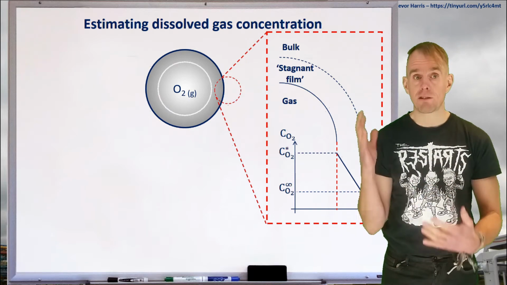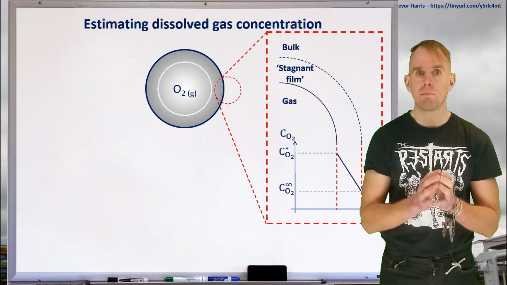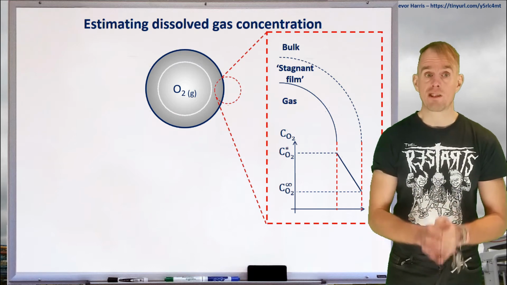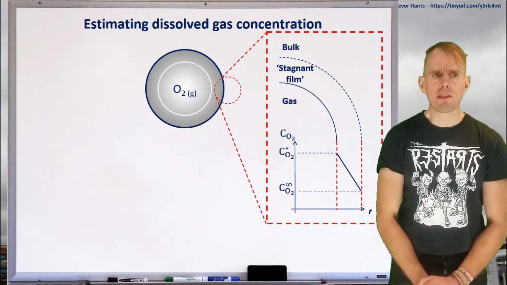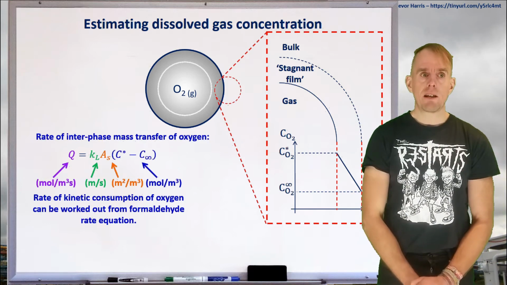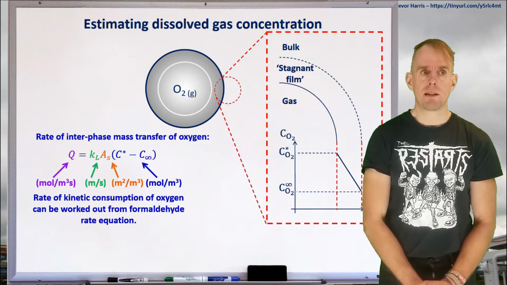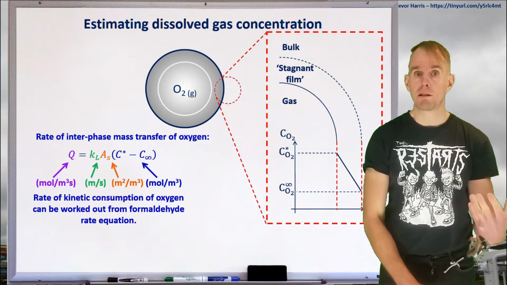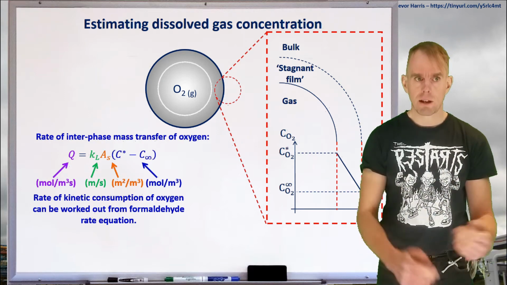So we need to be able to estimate these parameters to get a quantitative measure of what our mass transfer rate actually is. So let's think about how we would write down our mass transfer rate. Let's say our rate of interphase mass transfer is going to be measured in moles per cubic metre per second, so it's in volumetric terms.